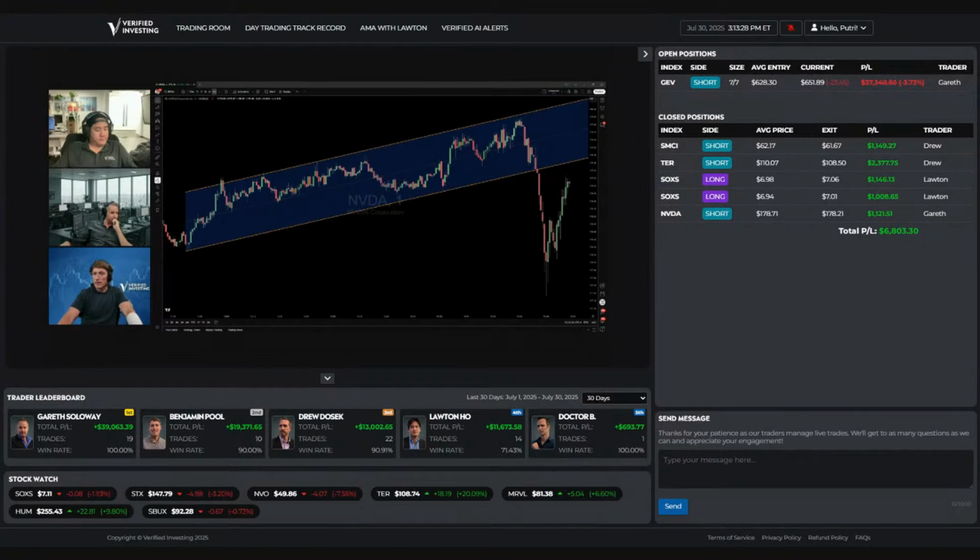Ooh, this HIMS chart is now putting in a beautiful bull flag. Now it favors a move to the upside. Wow, SOX is coming right back in. 695 is my entry. My position size will be a third.